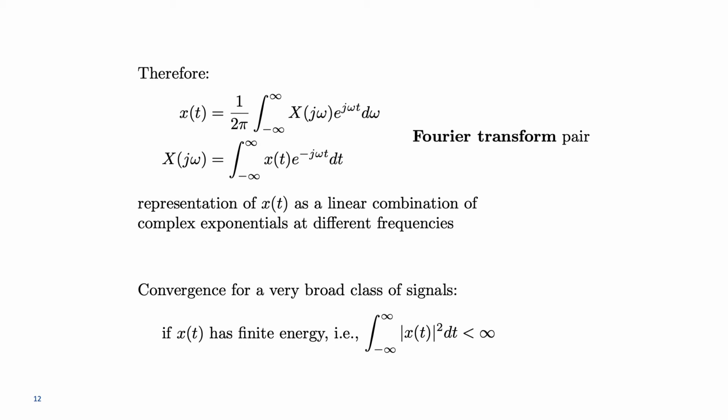Does this always converge? So can we always use these formulas? Not always, but we can do that for a very broad class of signals. Simply speaking, we could say that if x of t has finite energy, meaning that the square magnitude of x of t is integrable, so that the integral of the square magnitude of x of t is a finite quantity, then we can define a Fourier transform for x of t, and we can represent x of t as a linear combination of complex exponentials at different frequencies.